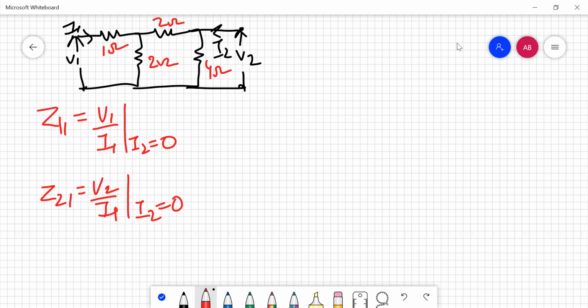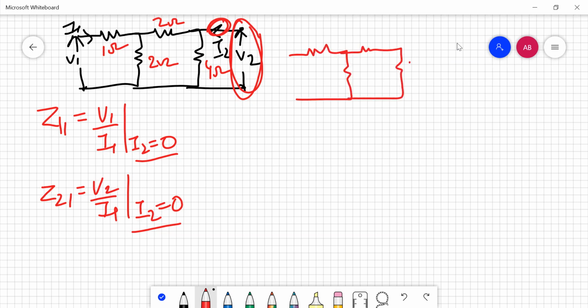The very first set of parameters that I'm going to find out are Z11 and Z21. For that, our I2 is going to be equal to 0, and for that, I'm going to make these terminals open. If you check here, there is no resistance put over here, so by opening these terminals, there will be no difference in the circuit. Still, I'm going to draw it back here. So this makes it just like this. This is my 4, this is 2 ohm and 1 ohm.